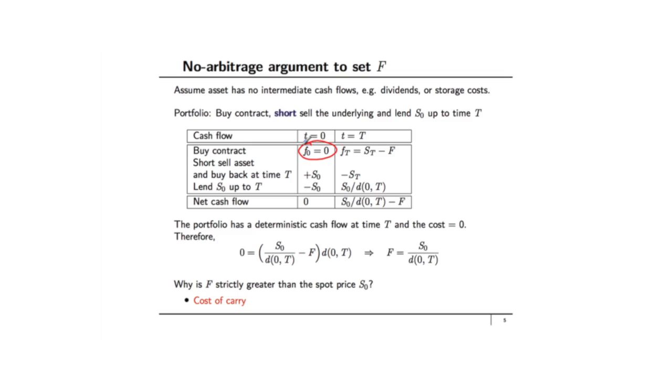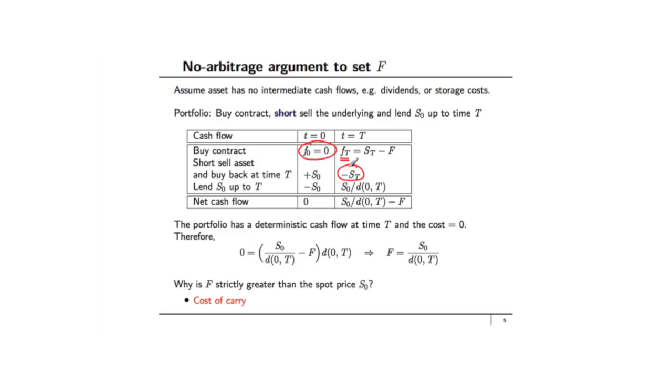At time capital T, what are the cash flows associated with it? It's equal to the value of the contract at time capital T, which is S_T minus F. You short sell the asset and buy back at time capital T. When you short sell the asset, you get S0 into your account because you sold it. The funds immediately get credited to your account. You buy it back at capital T, and therefore you have a cash flow of minus S_T at time capital T. Notice S0 is the price today. You know exactly what it's going to be. S_T is a random quantity. It's some quantity that is going to be there in the future.